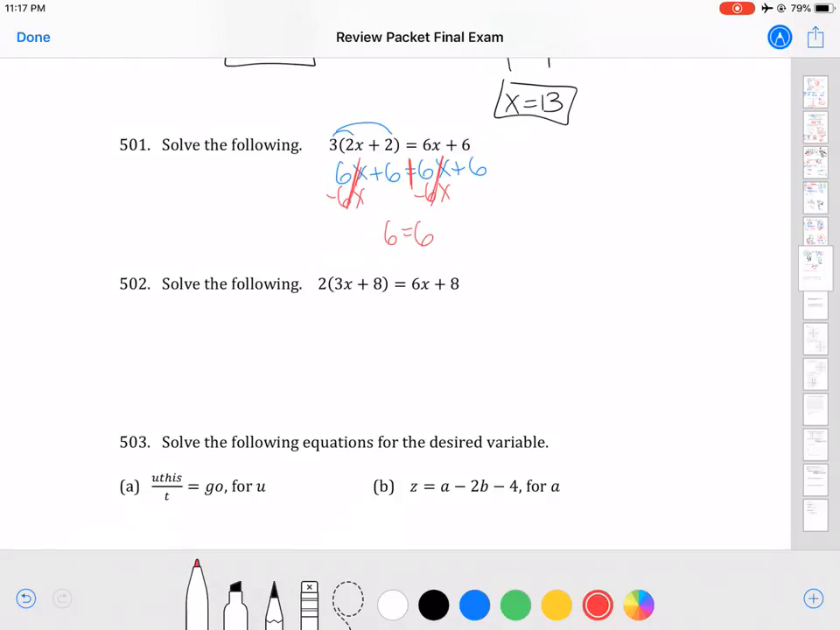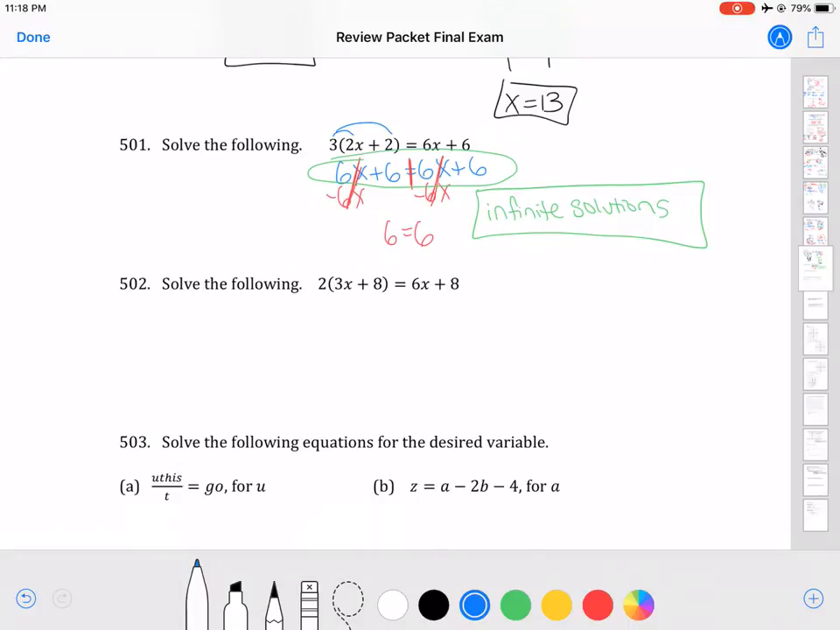The fact that I end up with 6 equals 6, or even referring back up to here where the left side was completely identical to the right side, tells me that no matter what number I plug in for x, it will end up checking out. I could plug in a 1, a 2, a 3, a 4, 5.5, decimals, negatives, anything. It's always going to work. So there are infinite solutions, and you have to have that written out because that is the answer, infinite solutions.